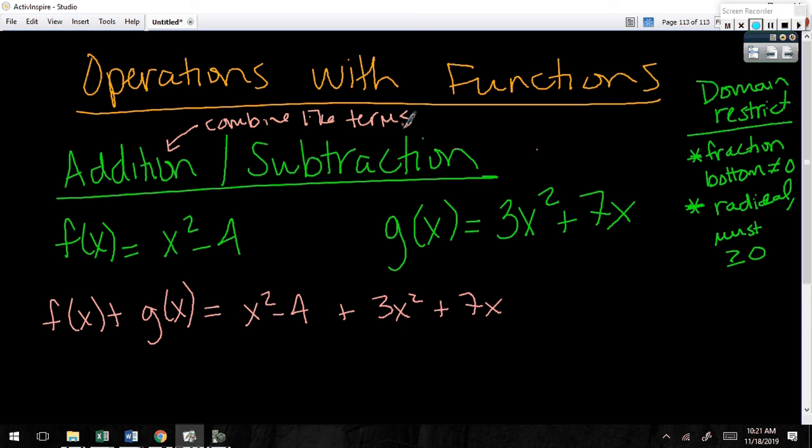Are we supposed to write it greatest to least? Or no, doesn't matter? What if it does have a domain restriction? Then the domain restriction of each one would be a domain restriction of the entire thing. I'll show you one.